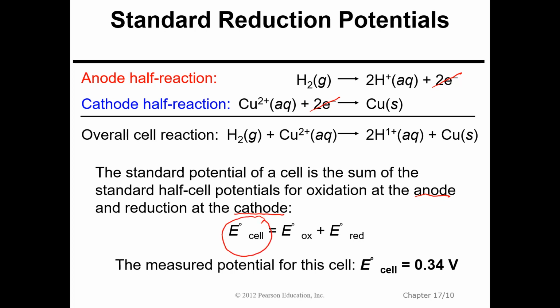So for example, if we're looking at this cell where we have hydrogen and copper, hydrogen acting as our anode and copper acting as our cathode, the overall cell potential that can be measured for that cell is 0.34 volts.